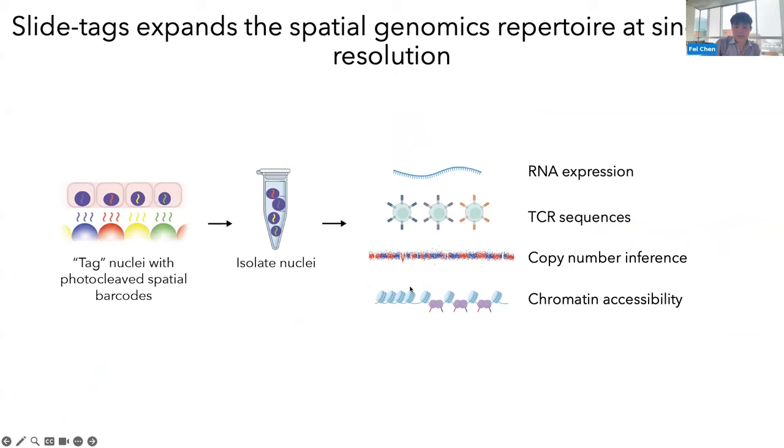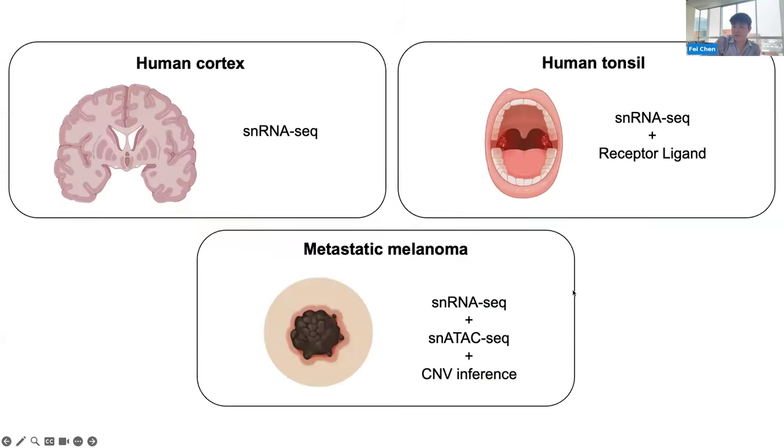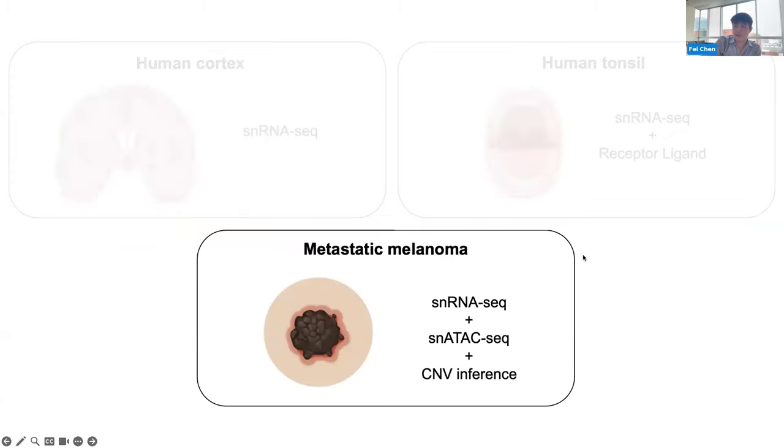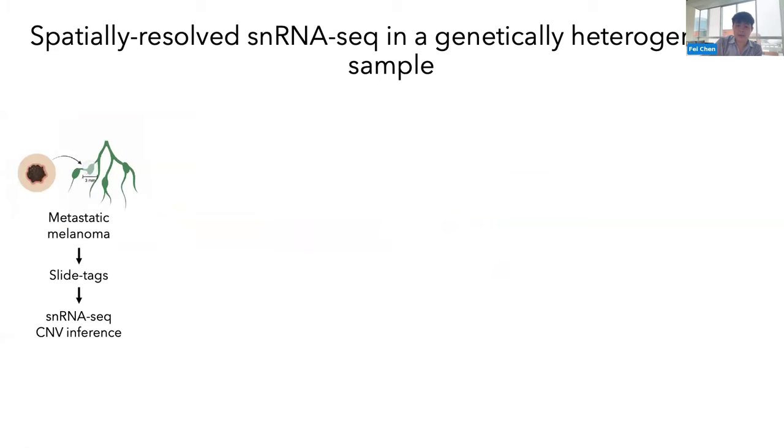So the idea behind Slide-tags is it's compatible with existing single nucleus sequencing technologies as well as analysis tools. The community has developed all of these tools for looking at expression, TCR sequences, copy number inference, chromatin accessibility. We demonstrated a lot of that in a manuscript we published last year. But just to highlight the versatility of Slide-tags, I'll show you some data from metastatic melanoma, where we can show both the single nucleus RNA-seq aspect as well as the multi-omic aspect. Here we performed Slide-tags on a piece of metastatic melanoma from a deceased patient.